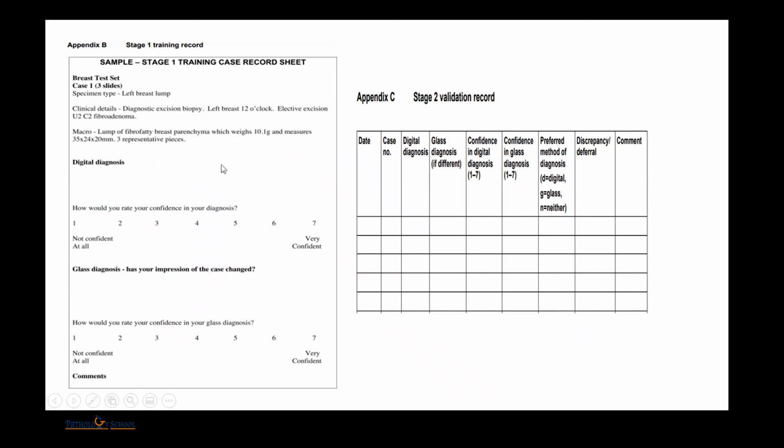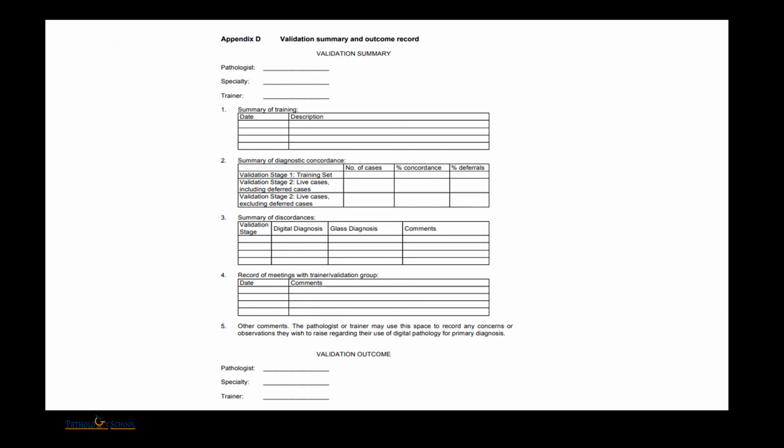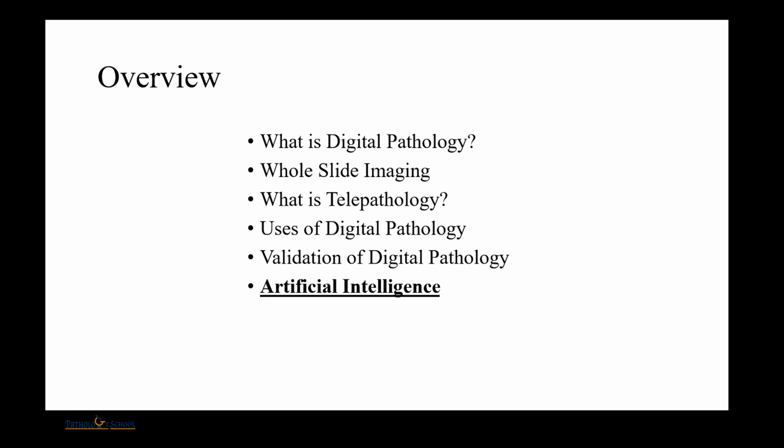So these are the samples for your stage 1, which is your retrospective 20 cases. Whatever case comes, you give a digital diagnosis, what is your confidence in that digital diagnosis, and then your glass diagnosis and your confidence level in that glass diagnosis. Second is your live, prospective for the next 3 months. You give your digital and glass diagnosis, and then you give your preferred diagnosis, and also note any discrepancy between the glass and digital diagnosis. And this is the final validation statement that you give at the end of the period.